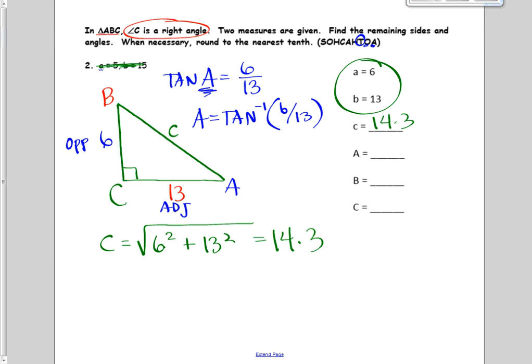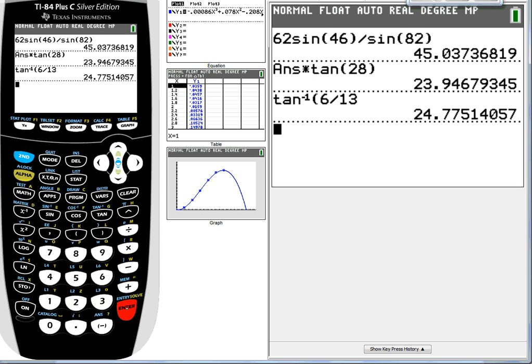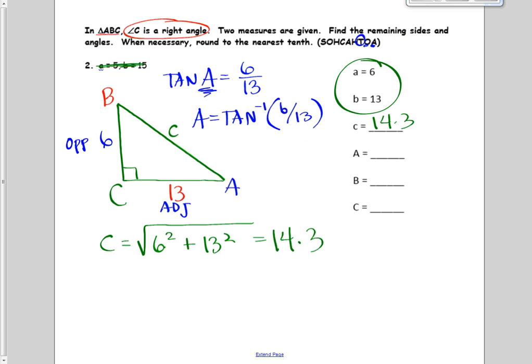So then if I go back to my calculator, I've got second tangent, which is the inverse tangent, of 6 over 13. And I get 24.8 if I round that. So angle A is 24.8 degrees.